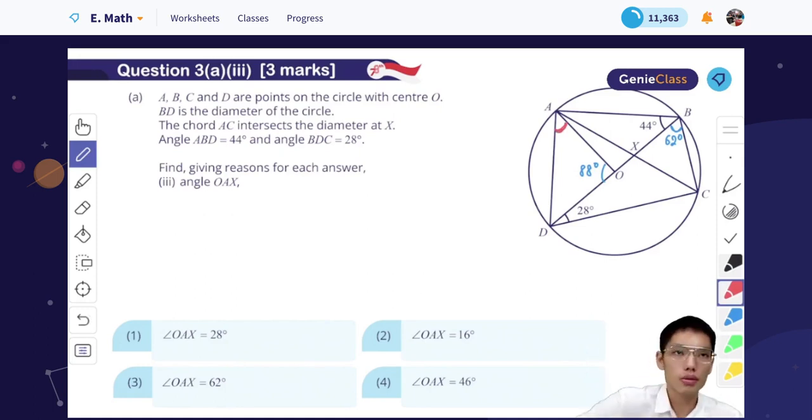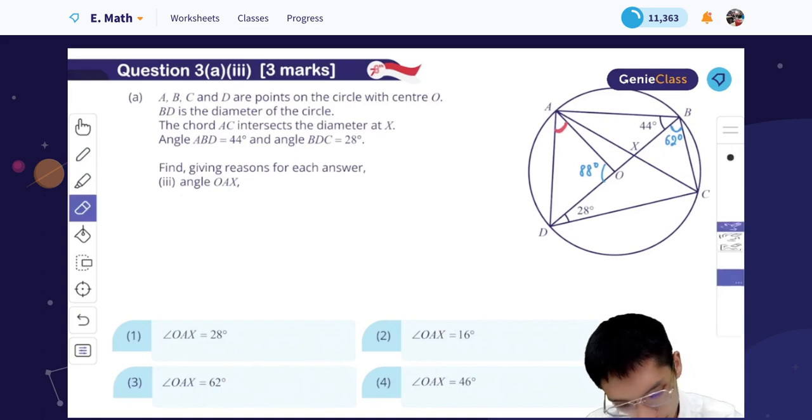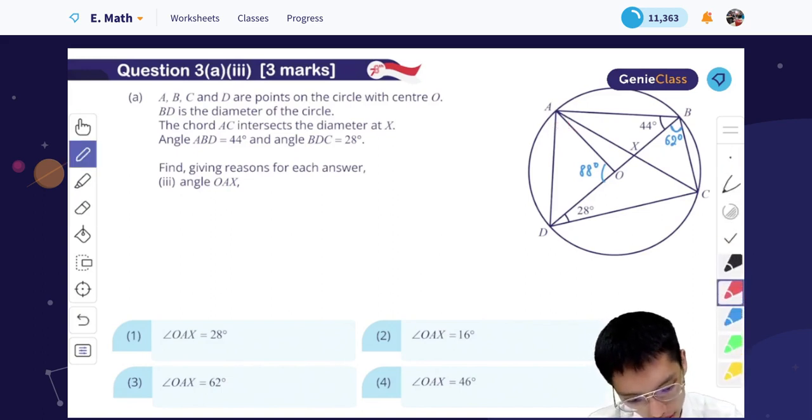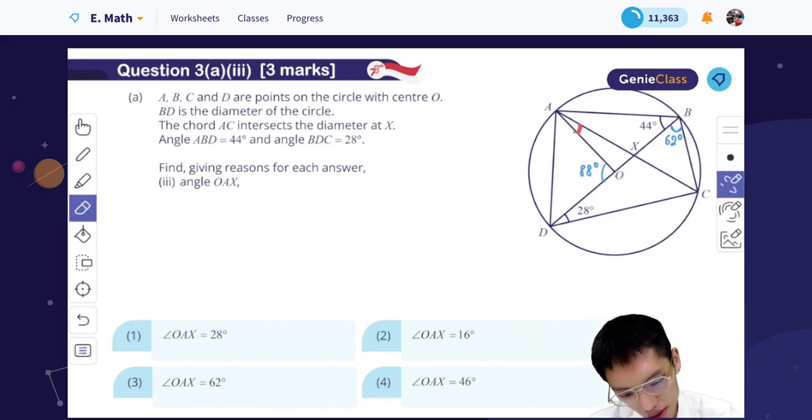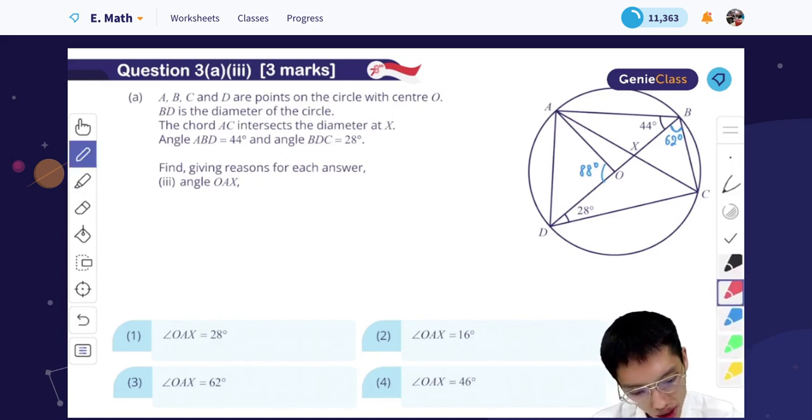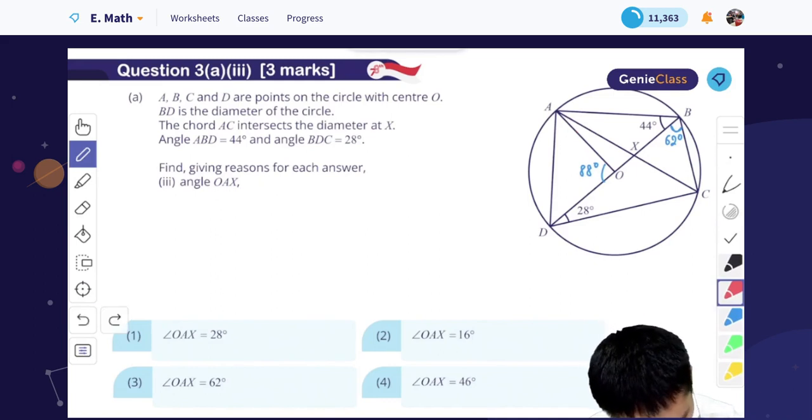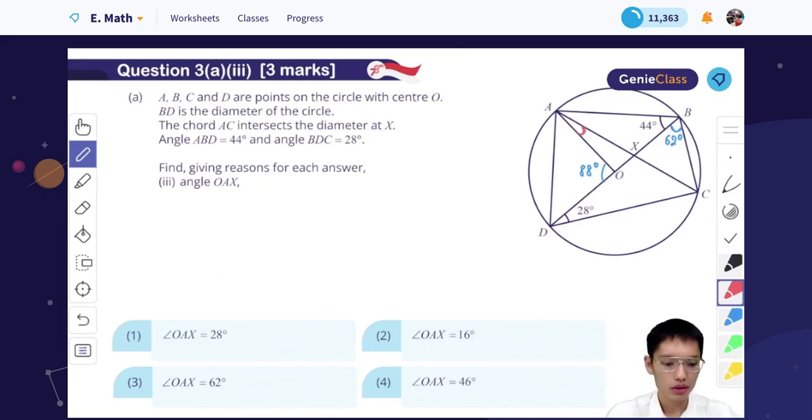So how do I do it? Sorry, this is not the angle I'm finding. This is the angle I'm finding. I just realized, thank you for the note, Isabel. It's OAX, not OAT. I made a mistake. I want to draw a little bit nicer. Sorry for that. Okay, there we go.